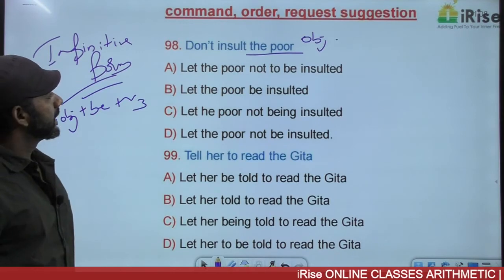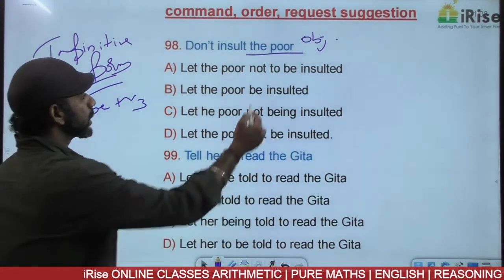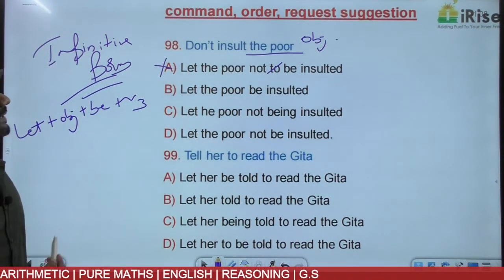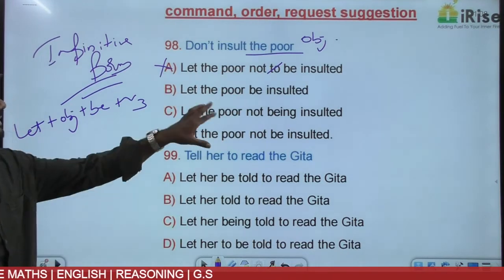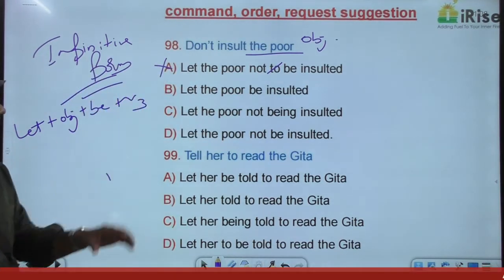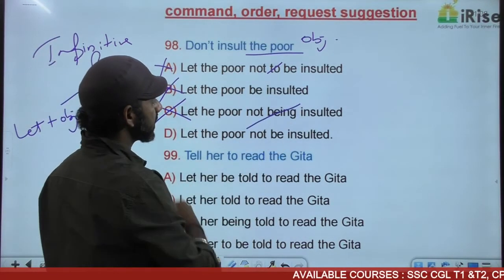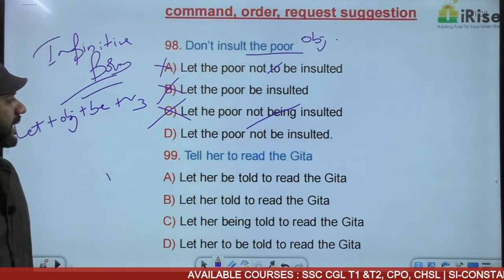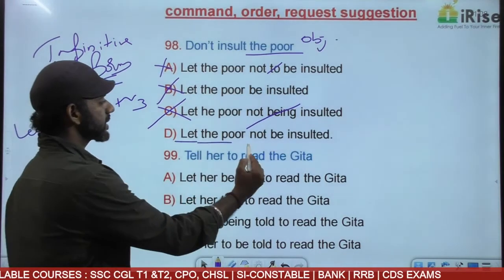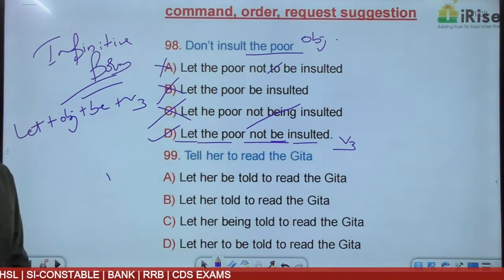Now come to A. Let the poor not to be insulted. What is the extra here? To is extra here, which is not in the structure, eliminated. Let the poor be insulted has exactly the opposite meaning of Don't insult the poor, eliminated. C is gone. C says being, which comes only in the continuous tense. The answer must be D. Let the poor not be insulted. Let plus object plus be plus V3, order in the passive voice. The answer must be option D.